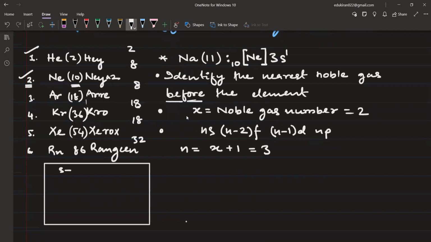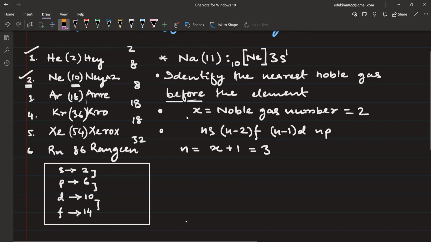So S can hold a maximum of 2 electrons. P can hold a maximum of 6 electrons. D can hold a maximum of 10 electrons. And F can hold a maximum of, you will tell me. Devangi, tell me, look at the pattern. F should hold how many electrons? 14. Very good.